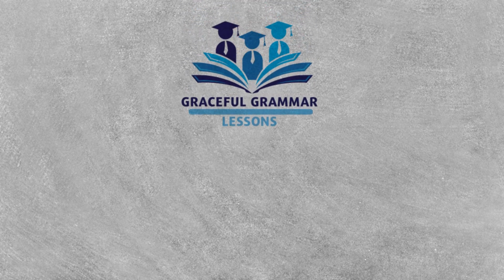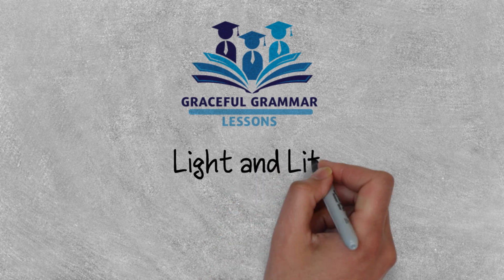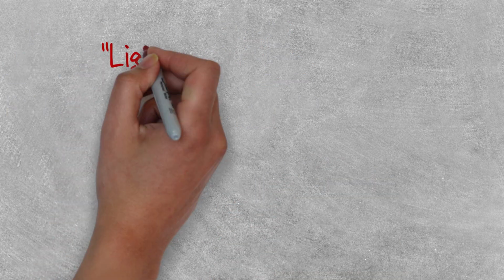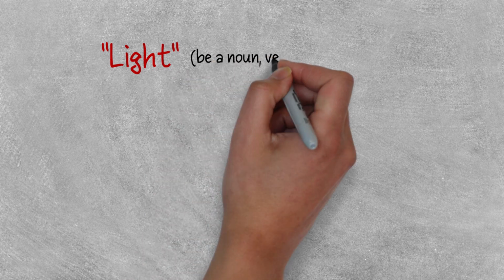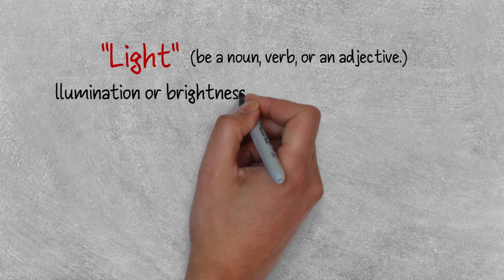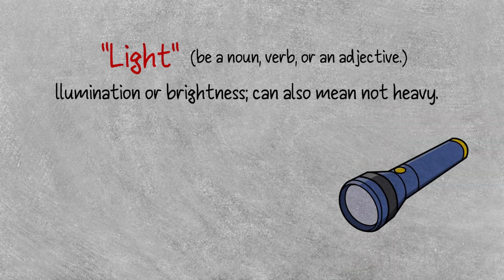This lesson will cover the words light and light. Let's look at each one individually. Light can be a noun, verb, or an adjective. It refers to illumination or brightness, and can also mean not heavy.